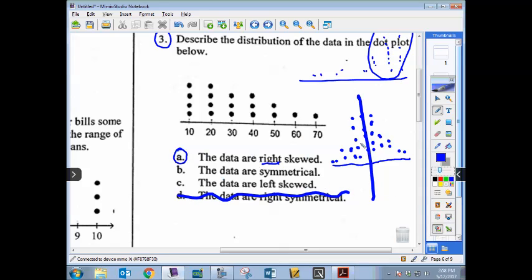So really, there were only 3 answers that it could have been. A lot of people chose C. So we have to know that that is absolutely going to be right skewed.